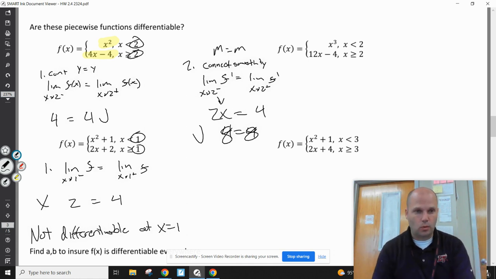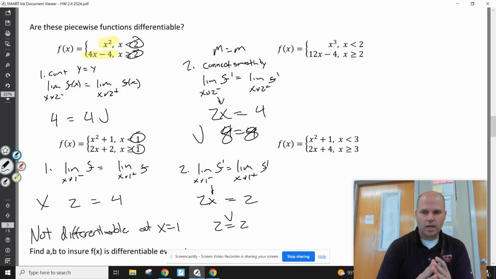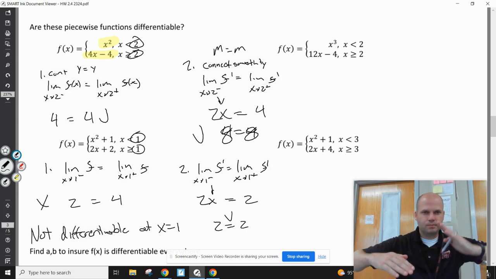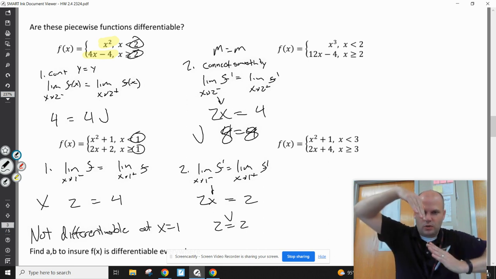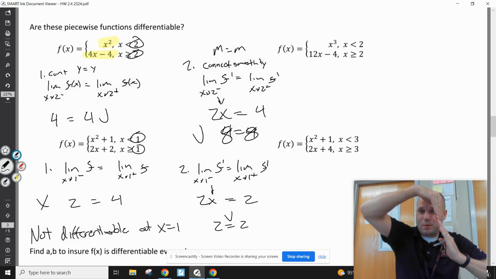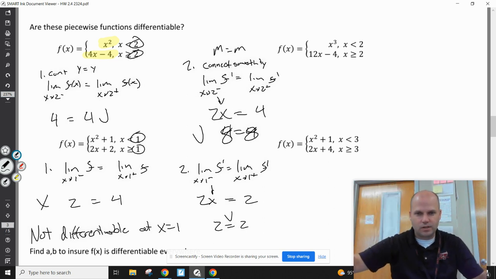We could check the slopes just to make sure we are understanding the whole process. Check the slopes. We get 2x equals 2. If I plugged in 1, I get 2 equals 2. The slopes meet up, but we don't care. The pieces don't meet up. We get this x squared plus 1. We get this 2x plus 2. If they did meet up, it would be smoothly connected because the slopes are the same. But since they don't meet up, we don't have a tangent slope.